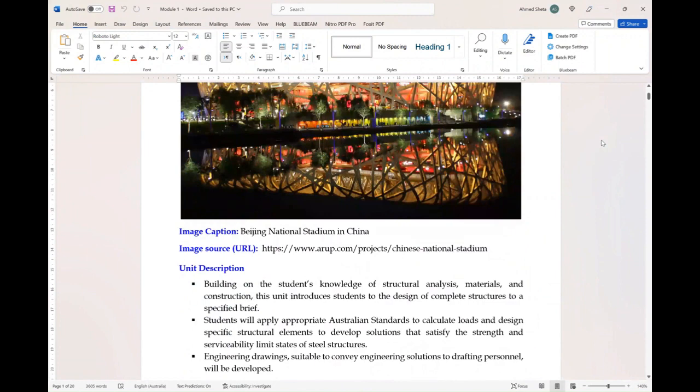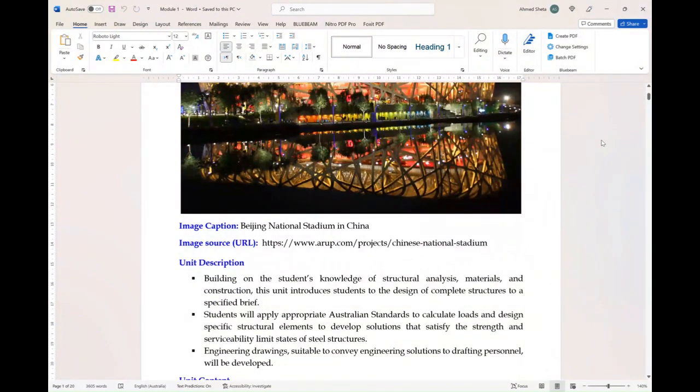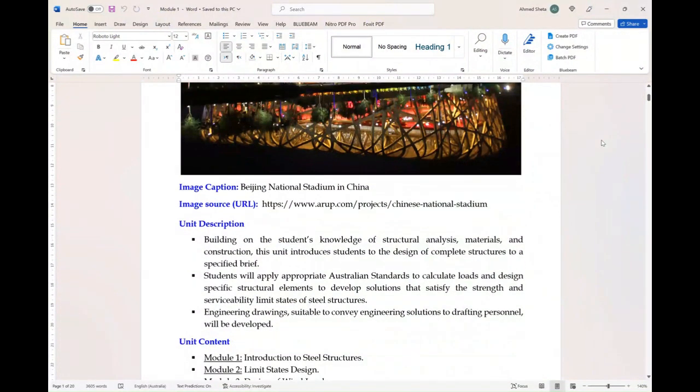I will start with the unit description. So what will we do in the steel structures course? This will build on your knowledge of structural analysis and the material courses you have done before. This unit will introduce the design of steel structure. Also, you will apply the Australian standard related to steel structure design, which is AS 4100. The new version is 2020, so there is a new version of the standard.